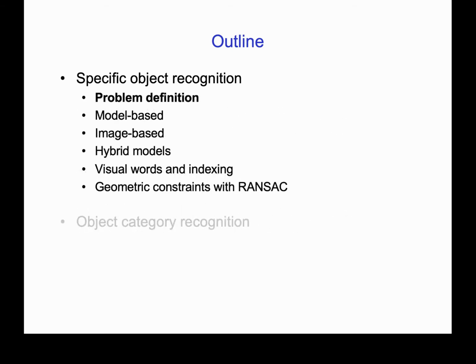Let's start with the specific object recognition. We will first give the problem definition and then give various solutions, and at the end we will talk about how to make these solutions robust.